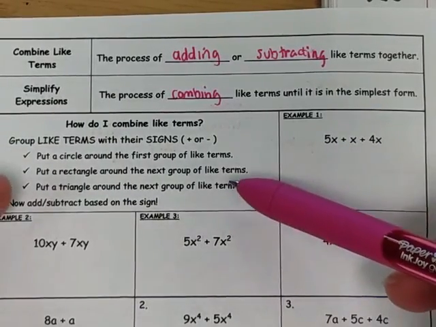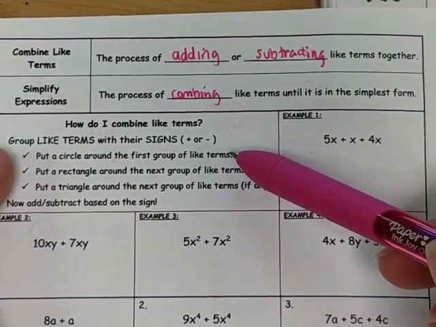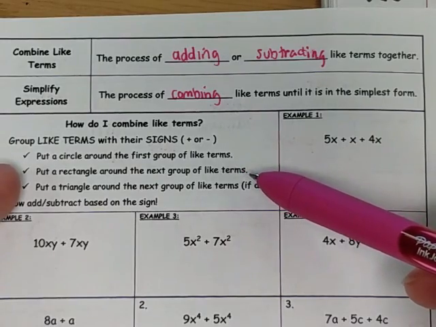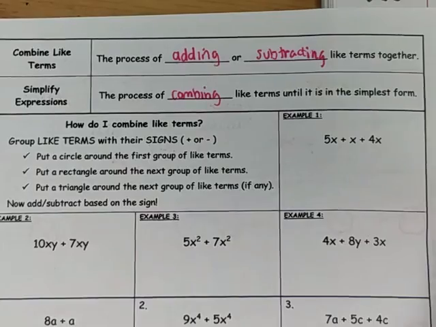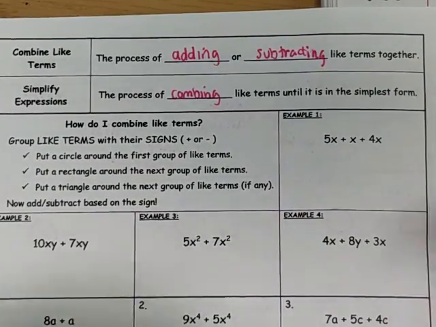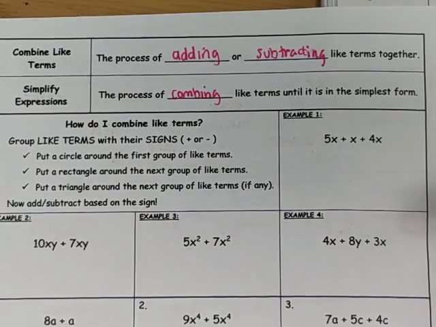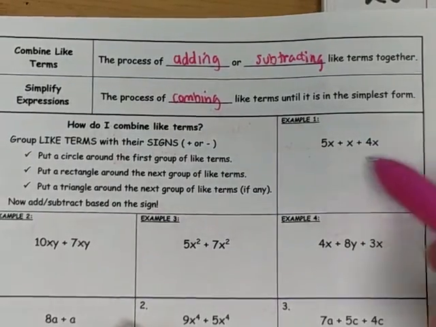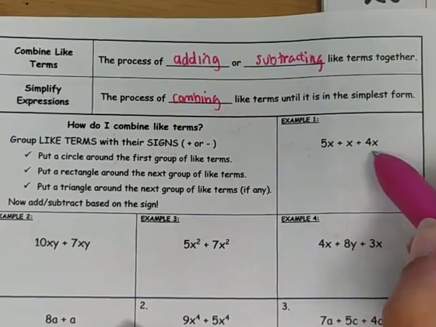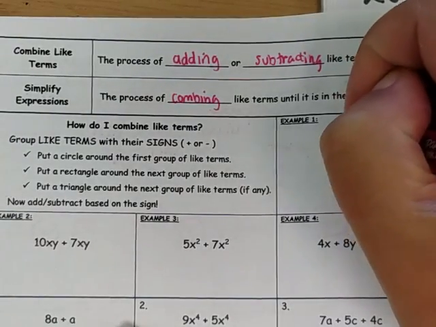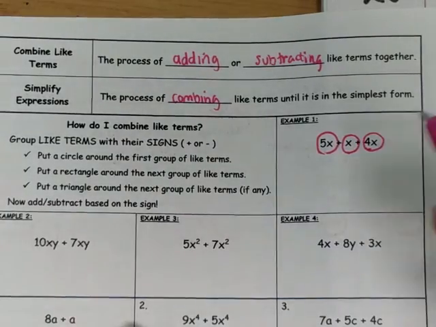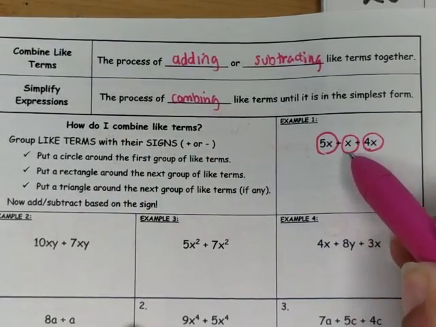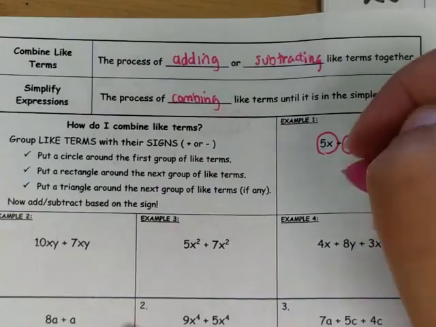Here's just some tips that you could use. You could put a circle around the first group of like terms, a rectangle around the second group of like terms, a triangle around the third. I personally like to underline because it takes less time, but we can do the circling and the rectangles and triangles if you'd like. So let's look at example 1. So 5x, x, and x, they actually all are like terms, so we're going to combine them. So this is 5 plus 1 plus 4, which will give me 10x.